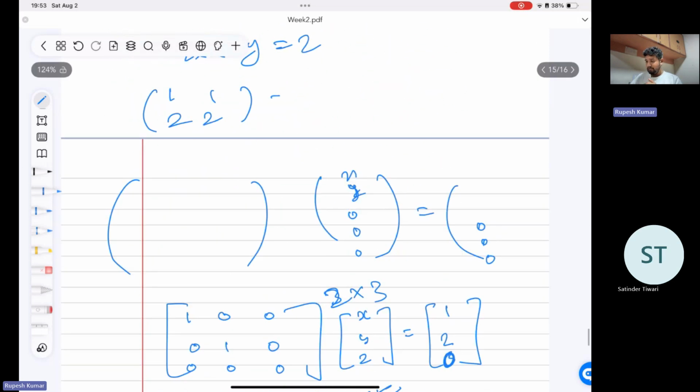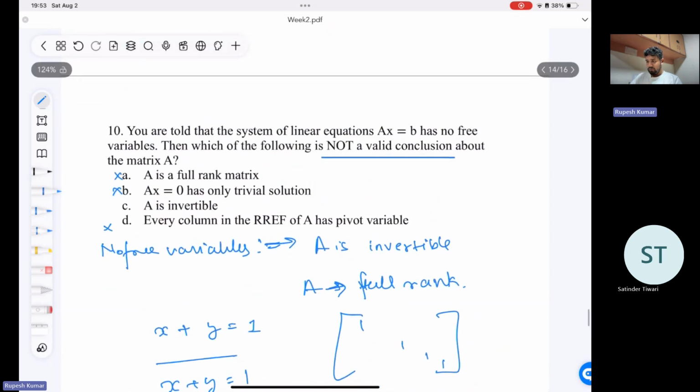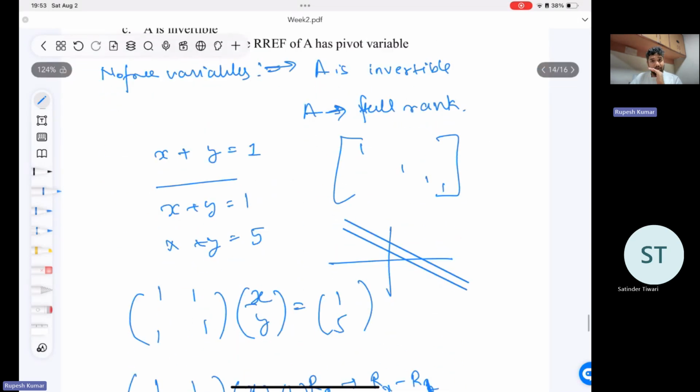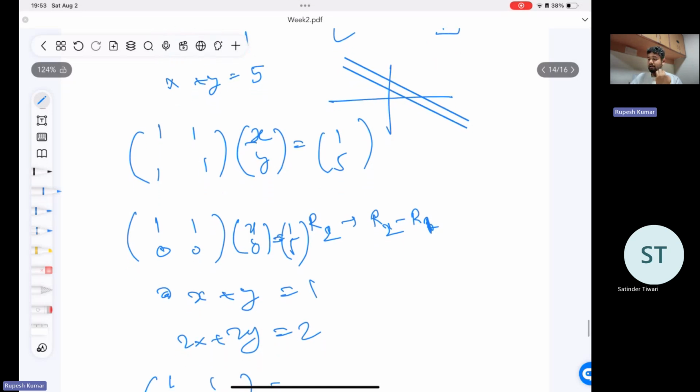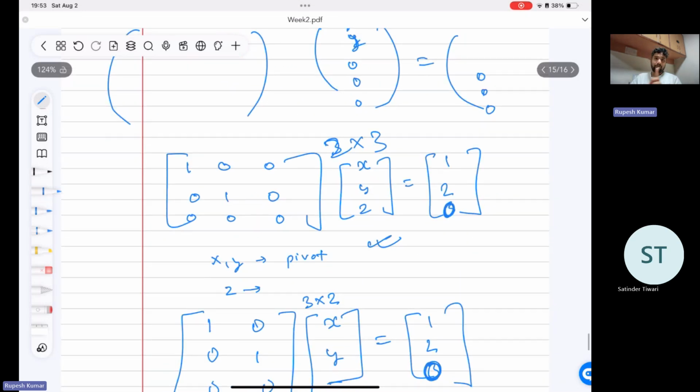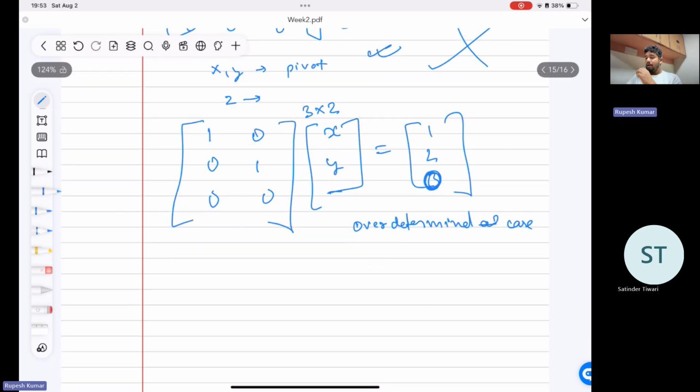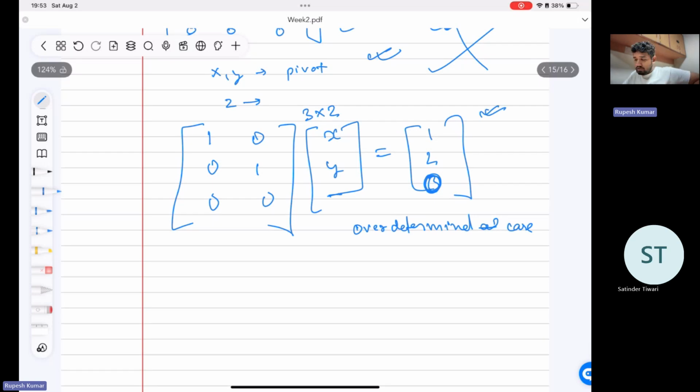If there are no free variables, the matrix has to be square, or it has to be an overdetermined system of equations. You can't have an underdetermined system of equations. And if you have an overdetermined system of equations with no free variables, the system can look like this. Is this clear, Satinder?